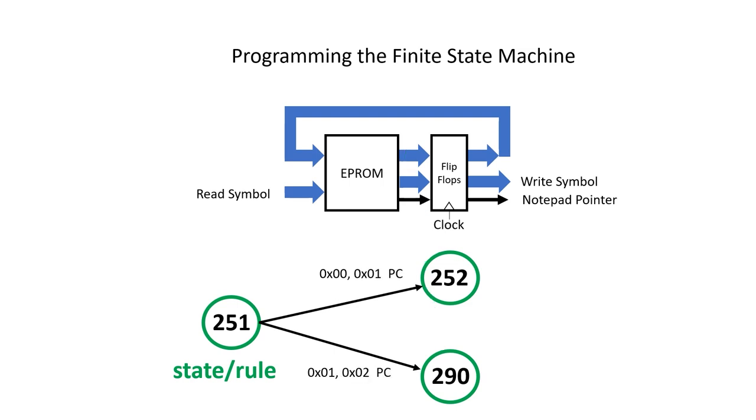The other outputs from the EEPROM are the write symbol and the notepad address, and we tend to just directly write them on the arc as well. In this case, if we see a 0, we might want to write back a 1, and if we see a 1, we might want to write back a 2. We also label the arc with the notepad pointer for the next cycle. Here, the notepad address is the same for both arcs, but they can be different.